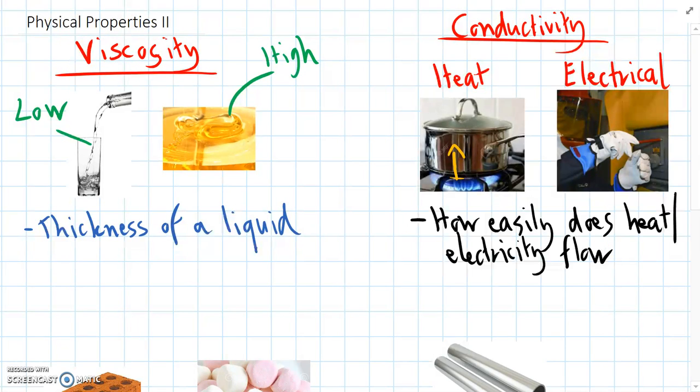And when we're talking about electrical conductivity, often you don't want something to be a conductor of electricity. So electricians, they'll often wear rubber gloves because rubber is a poor conductor of electricity. And that means if there's an accident, then the electricity won't flow through the rubber gloves and it won't damage the person. But other things like metals, they are good conductors of electricity. And that's why we make wires out of metal.